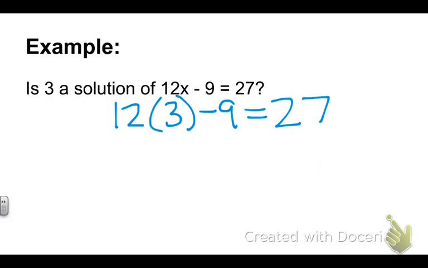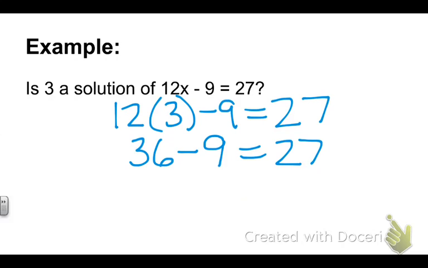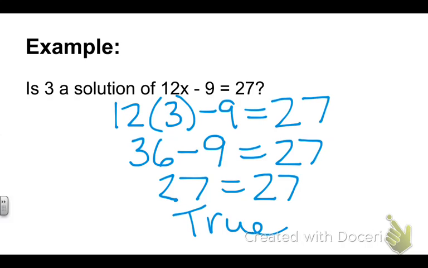Is that true? Order of operations, we're going to multiply first. 36 minus 9. Is that 27? So take 36, subtract 9, and what you'll have is 27 is equal to 27. Is that a true statement? Is 27 equal to 27? Yes, it is. So guess what? That is true.